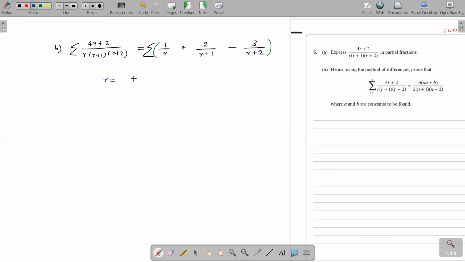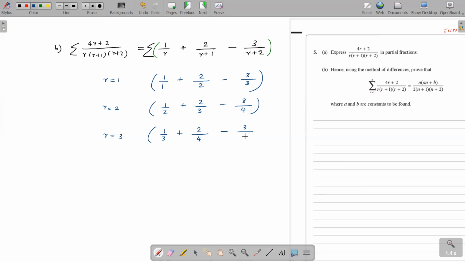So when r equals 1, what do we get? 1 over 1, plus 2 over 1 plus 1 is 2, minus 3 over 1 plus 2 is 3. Then when r equals 2, what do we get? 1 over 2, plus 2 over 2 plus 1, that's 3, minus 3 over 2 plus 2, that's 4. Okay, so when r equals 3, what do we get? 1 over 3, plus 2 over 3 plus 1, that's 4, right? Minus 3 over 3 plus 2, that's 5.